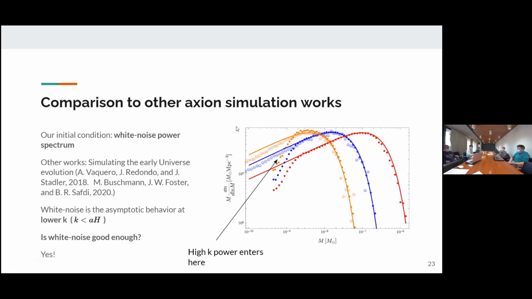Short answer is yes, because if you look at the power spectrum here, the difference of a different power spectrum will show up at the low mass end, and the high k power will enter here. It will have an effect here, but the majority of the mass of mini halos will be at this end. And this is really described by the asymptotic behavior of your power spectrum, and white noise is a really good description if you care about observables like PTAs and the micronebulas with highly magnified stars. Therefore, we don't necessarily care about the detailed power spectrum at extremely high k, but white noise will be a really good description, and we can make very robust predictions for future observations.